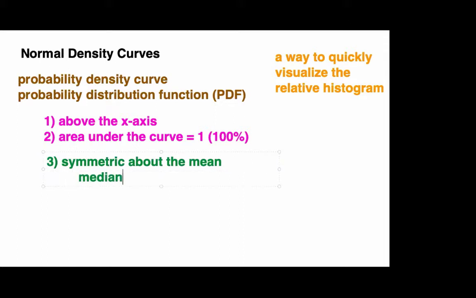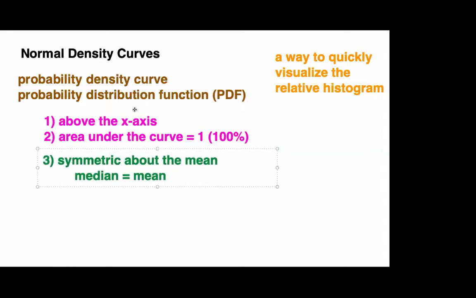So that gives us some information about the median. Because of the symmetry, if we can flip the curve or histogram about the mean and get the same shape, this means that 50% of the bars must be below the mean and 50% of the bars must be above the mean, because they would land on top of each other when we flip them over the mean. Thus, the median equals the mean for any normal density curve.